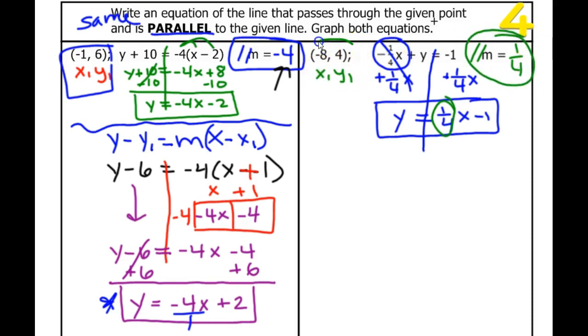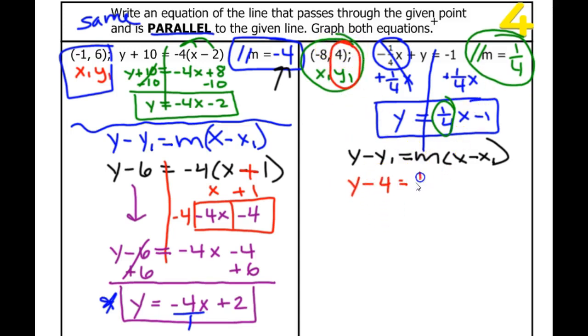And here's my point that I'm going to use. Again, I have a point and a slope. I'm always starting with point-slope form because I'm always given a point and a slope. Makes sense to use that form. So we have y minus y1, which is 4, equal to our slope, which is 1/4. And then x minus x1, which is a negative 8. Those make a positive.